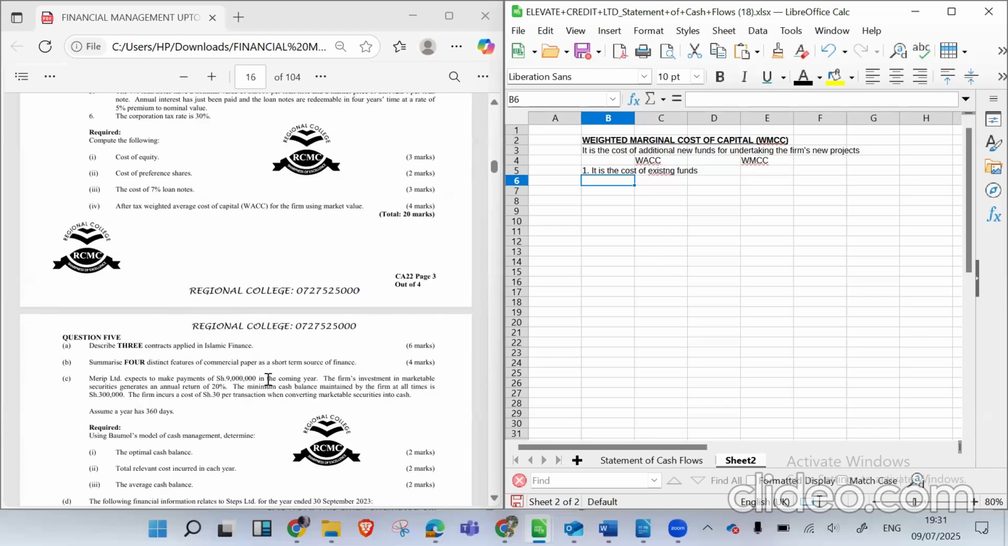So WMCC, the cost of the new funds for undertaking the firm's new projects, you can put in brackets, i.e. futuristic cost.